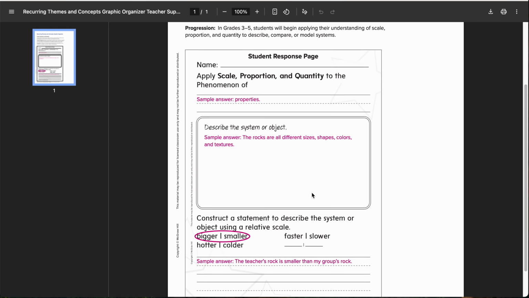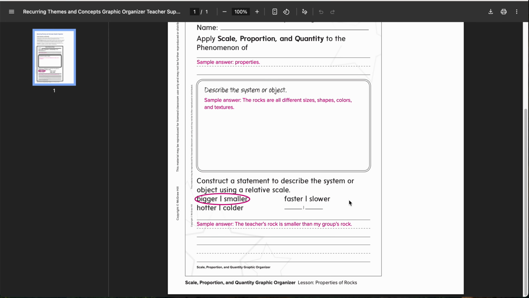And then when you get to the bottom, it gives an opportunity to decide what are the best terms to use to construct a statement to describe the system or the object using a relative scale. So is it appropriate to talk about rocks in terms of bigger or smaller, hotter or colder, faster or slower? And then you could even put in here rough or smooth if you wanted to come up with one more as a class. Students would probably choose bigger or smaller, and then you could have a sentence that you would come up with together as a class.